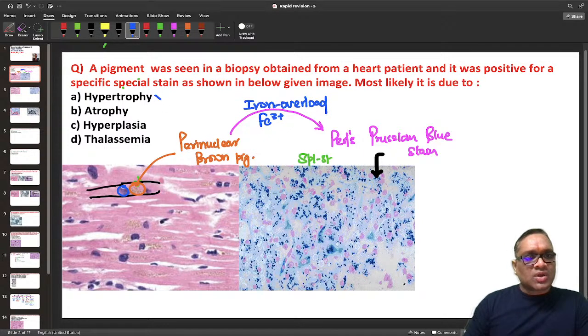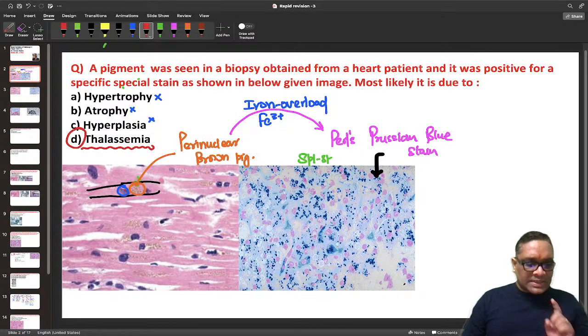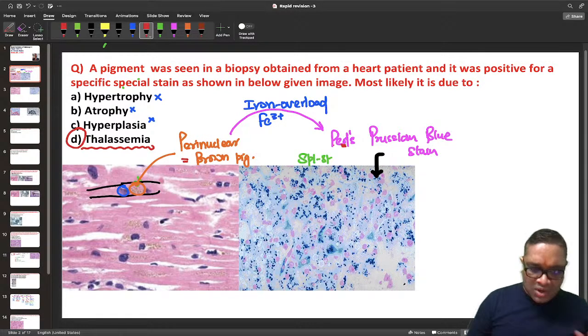Obviously it is not seen with hypertrophy, atrophy or hyperplasia. So where will we see it? Because of multiple units of blood transfusion, the iron overload will be seen in the cases of thalassemia, right? In thalassemia you will see iron overload as a perinuclear brown pigment, and Pearl's Prussian blue stain will be positive to identify iron. So you all understood this point. Now you will not commit this mistake.